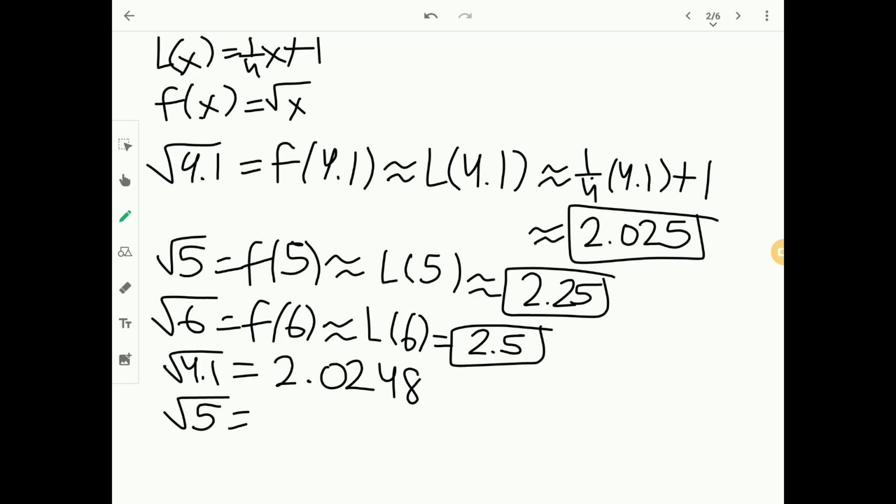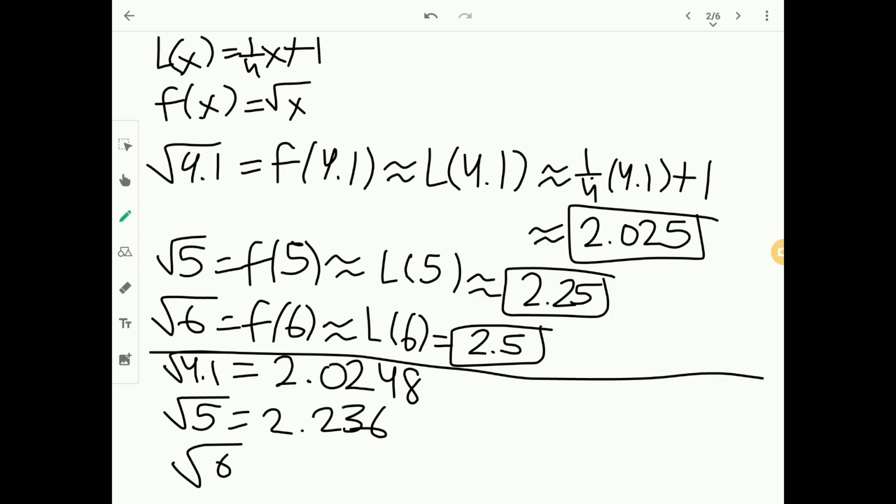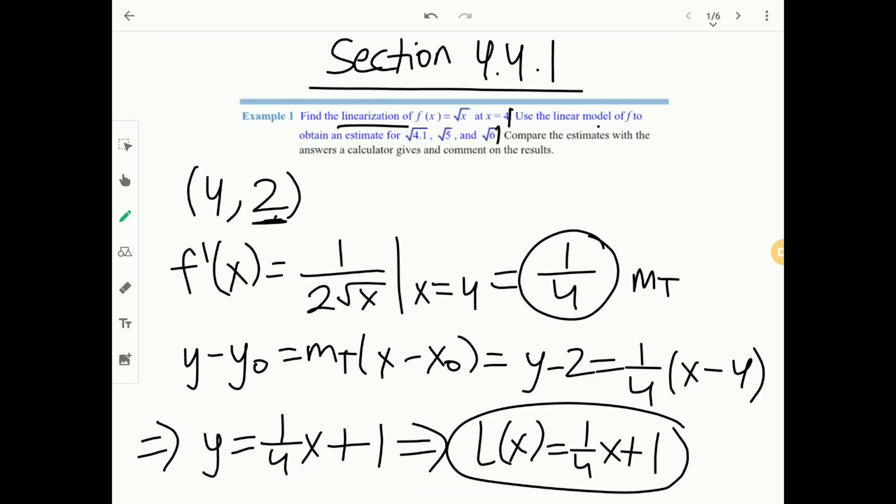Square root of 5. Let's take the exact value. Is around 2.236, and the square root of 6, I'm just gonna draw a line here, calc. So we know that these are our exact values, and the square root of 6 is equal to 2.449. Let's put a 5 here. Okay, what do we see here? Well, we see, and this is answering the second part because we've compared it with the estimates.